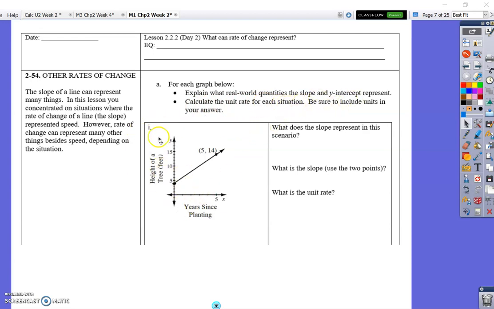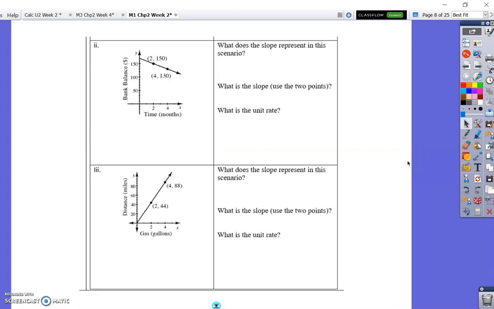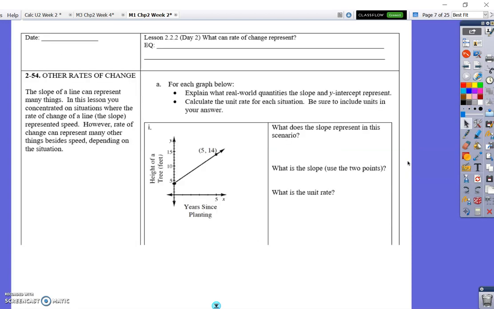So here we have a picture, and you'll notice the x-axis has been labeled and the y-axis has been labeled, and we want to figure out what the slope represents in this scenario. I'm going to do the first one with you, and then you are going to do the other two problems afterwards. So let's think about that for just a minute.